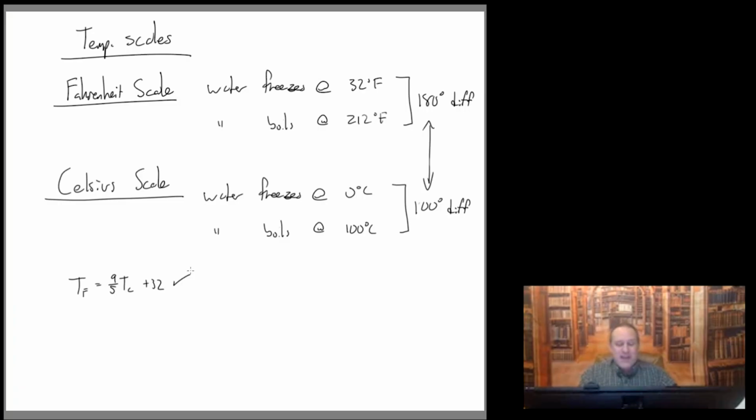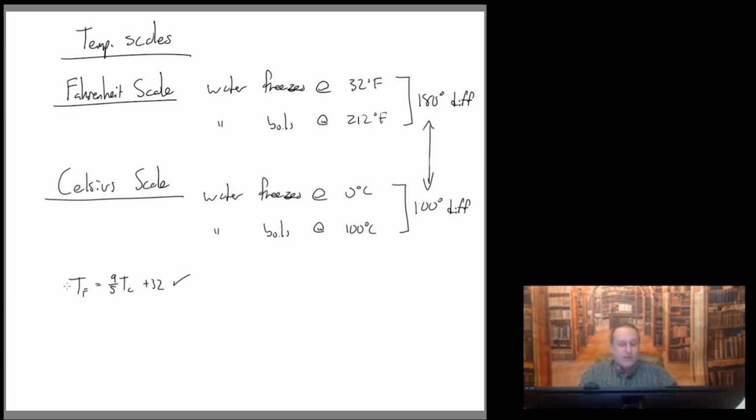Other points that may be useful to remember for checking is that these two temperature scales have the exact same temperature only at one point. Negative 40 degrees Celsius is the same as negative 40 degrees Fahrenheit. So if we put in negative 40 here, we should get negative 40 back.